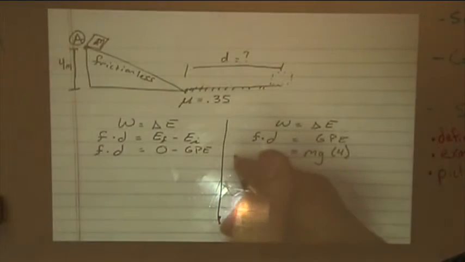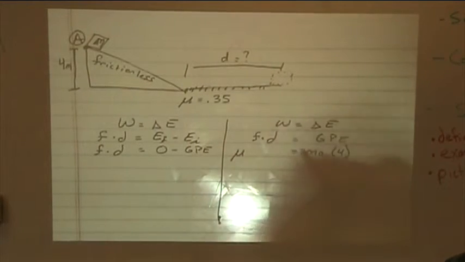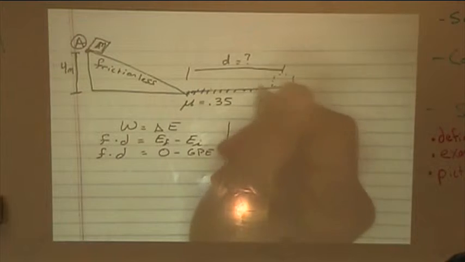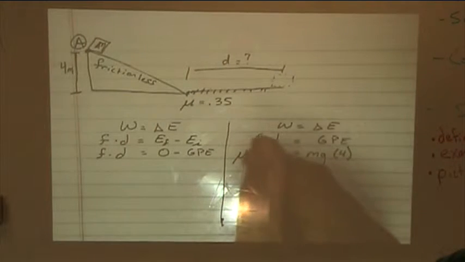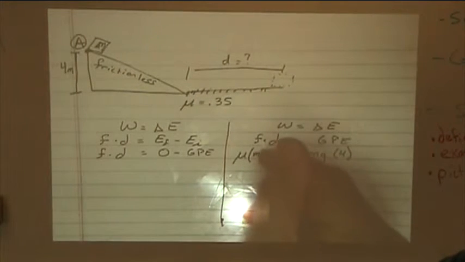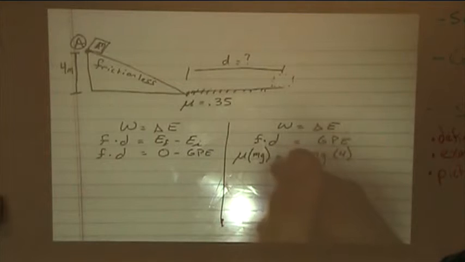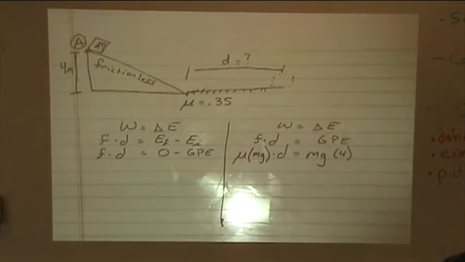Friction is going to be equal to mu times the normal force, and since we've got a nice level floor here at the bottom, we know that the normal force is equivalent to the weight, and so mu times the normal force, that's our substitution there, and then bring down the distance.